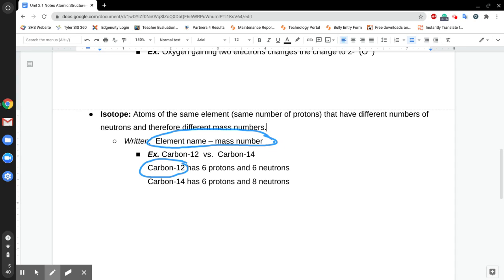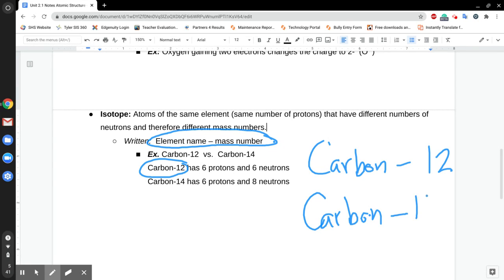So carbon 12. Remember, isotopes have the same number of protons, just a different number of neutrons. So we'd write out carbon dash 12. Same thing with carbon 14: we'd write carbon dash 14. And this is important information that tells us something.